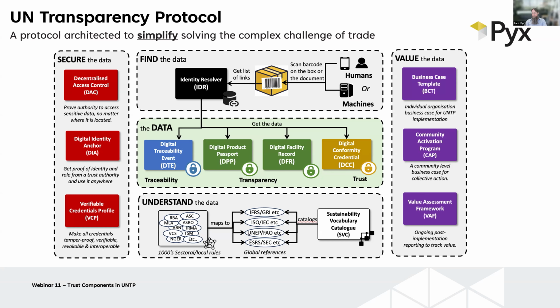Now, that's a complicated diagram that I have in front of you. But the core idea is in the middle in that green box, which is how to simplify the exchange of data between suppliers of products and services and their buyers. And we do that through four distinct data packets: product passports and facility records, right in the middle, and traceability events and conformity credentials around the edges. We'll talk more about those data elements later. All the rest of it is how you find, understand, secure, and value those four data components.